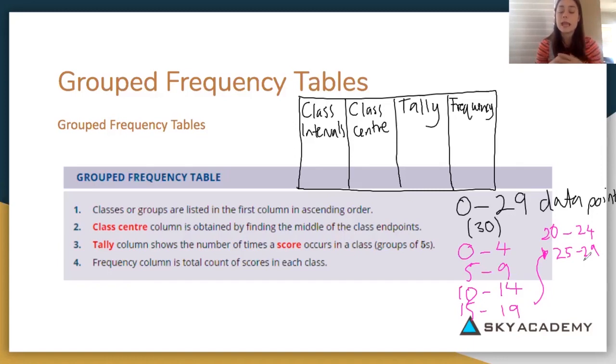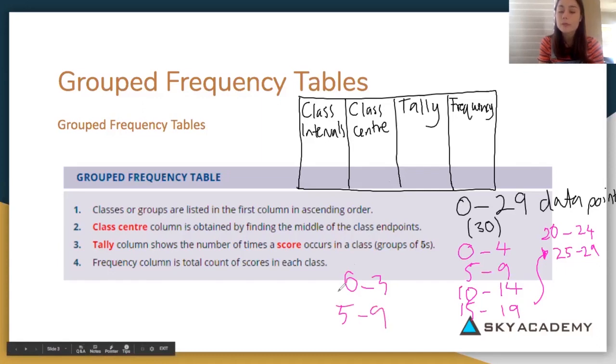So they are evenly placed and spread out. We have no gaps existing. For example, we didn't start from 0 to 3 and then go 5 to 9, because that means we would miss out on the data point of 4. So there are no gaps within our class intervals. And we have no overlaps.